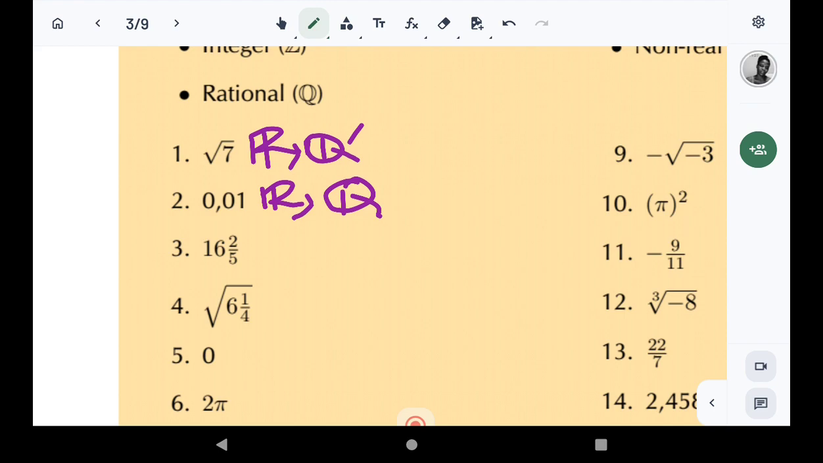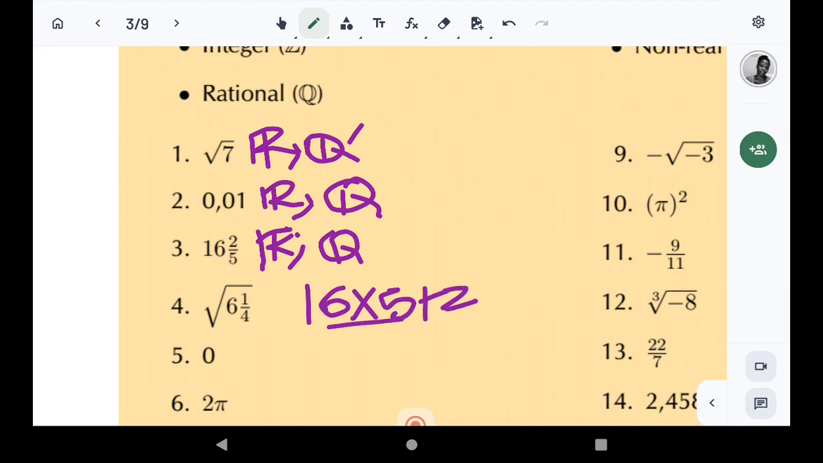16 and 2/5. It's a real number. Rational number, yes. It's a rational number because it can be written as 16 times 5 plus 2 over 5. Take out a calculator. 16 times 5 plus 2 is equal to 82 over 5. 82 over 5, yes, that is a rational number. Is it an integer? No, it's not an integer. So that's where it ends.